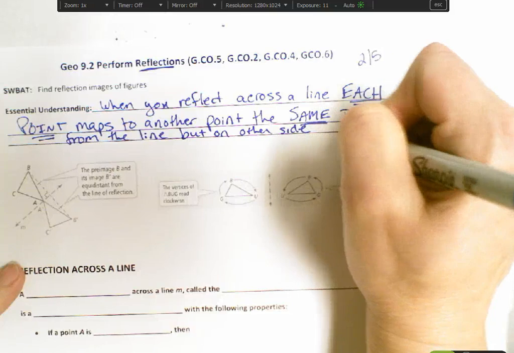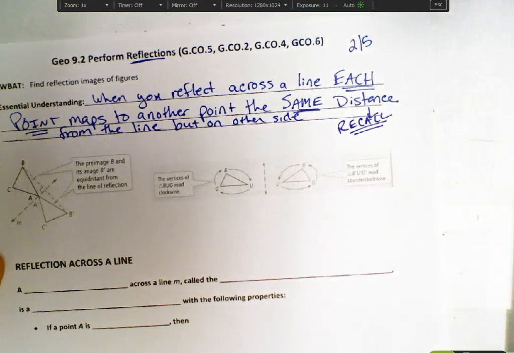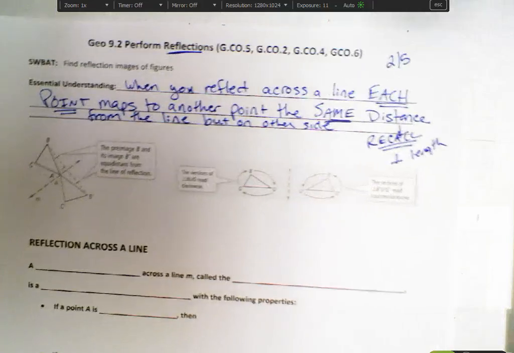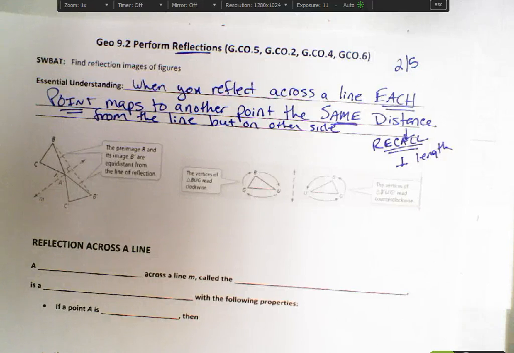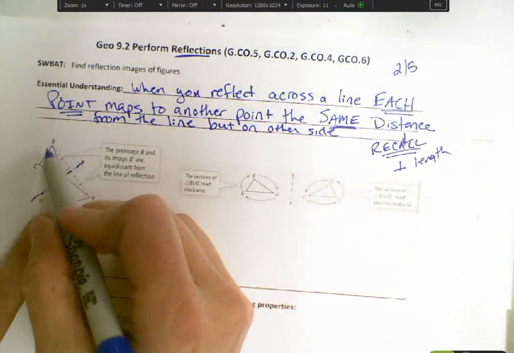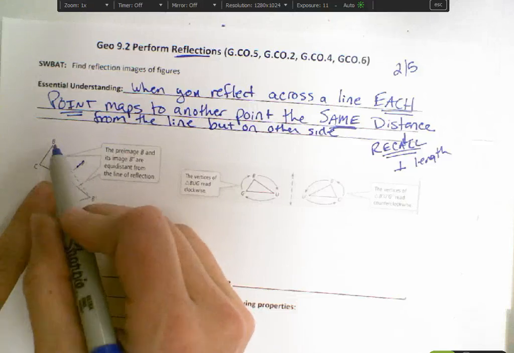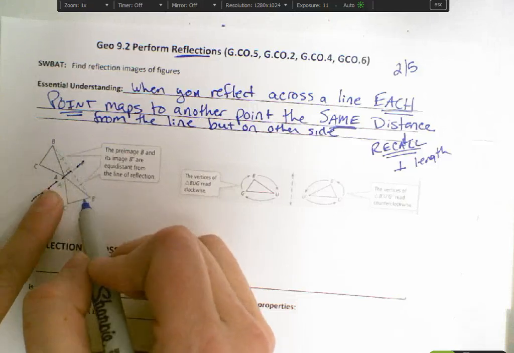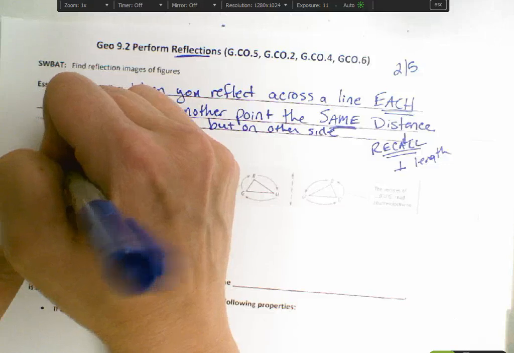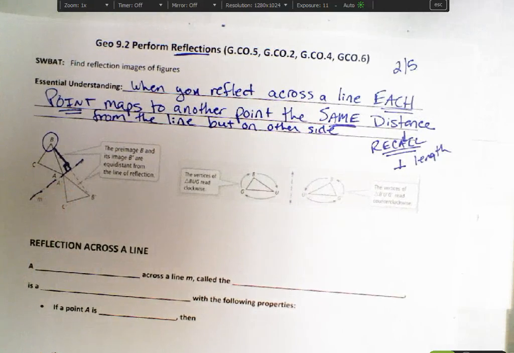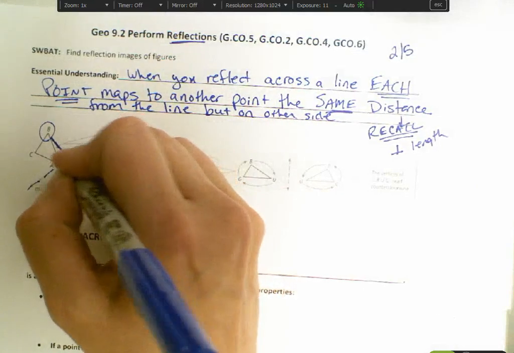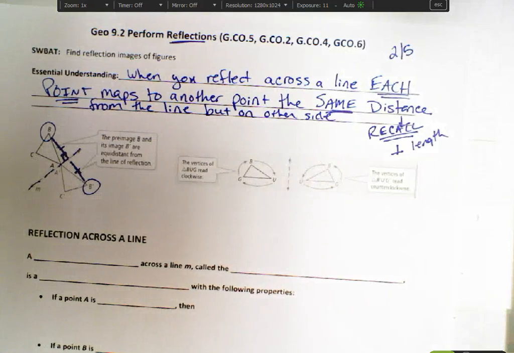Remember, when we talk about distance in geometry, it means the perpendicular length. So distance deals with the perpendicular segment. So if we take a look down here, we can see that this is my line of reflection. So I took my original figure and mapped every one of the vertices on the other side at the same distance. So if I look at just B, B needs to be the same distance away from the line of reflection at a perpendicular distance. So whatever this measurement was is the same as this measurement over here, and that's how I get B prime.